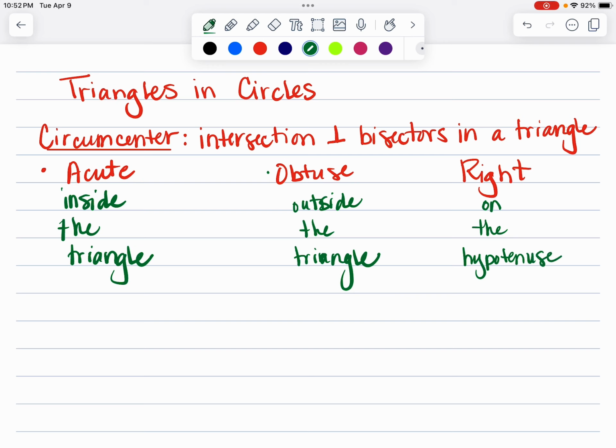Okay, so that's what I want you to know how to do today. I want you to know how to construct the circumcenter, how to construct the circle that is circumscribed about the triangle, and to be able to tell me where the circumcenter is located in an acute, an obtuse, and a right triangle.